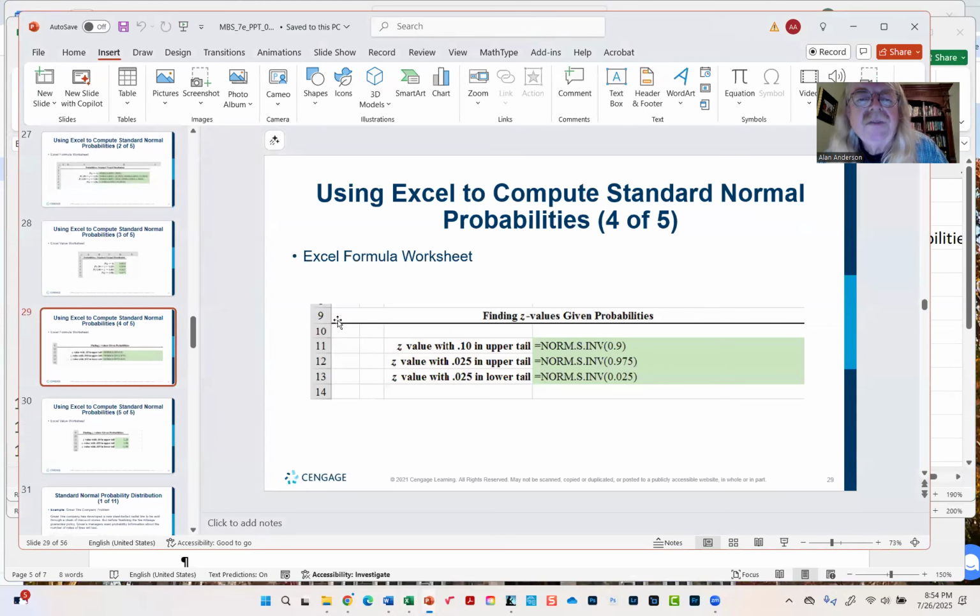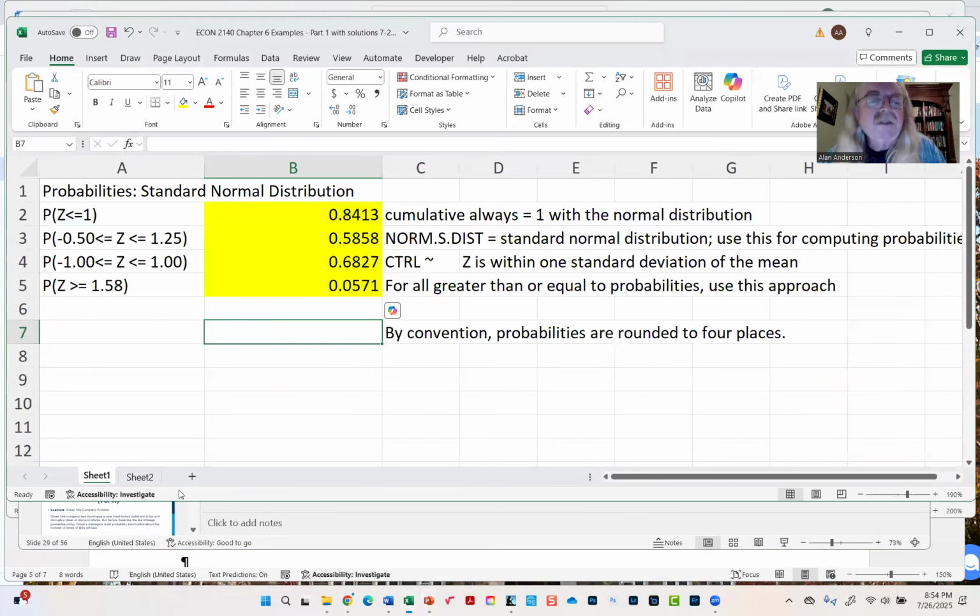All right. Now this one is a little different because we're going to reverse the process that we just followed. So let's see what this is all about.